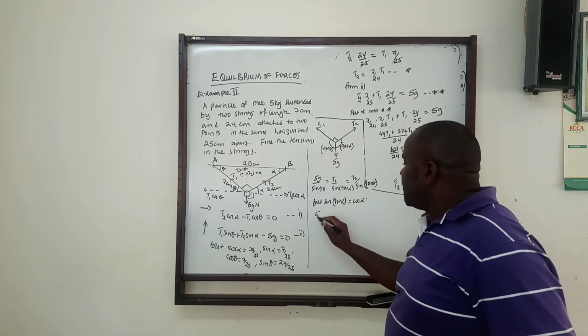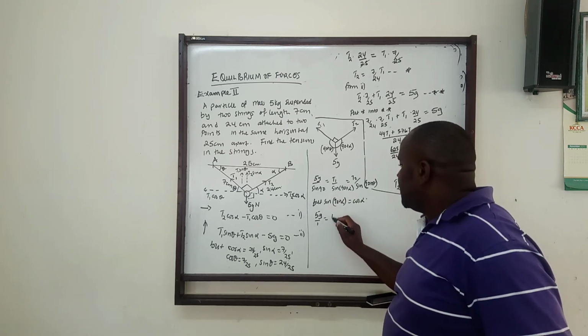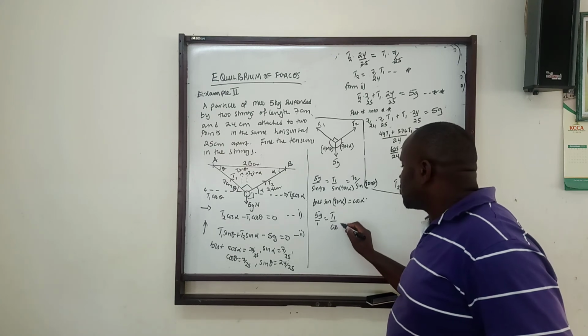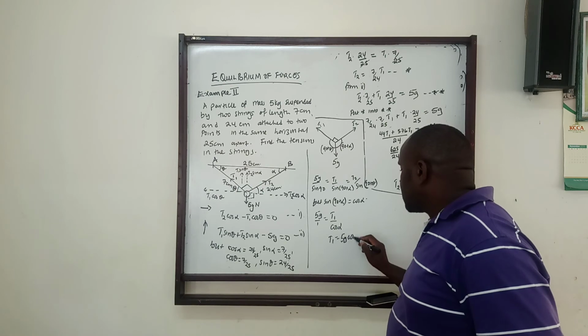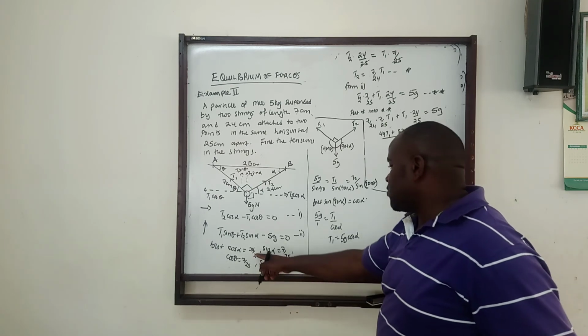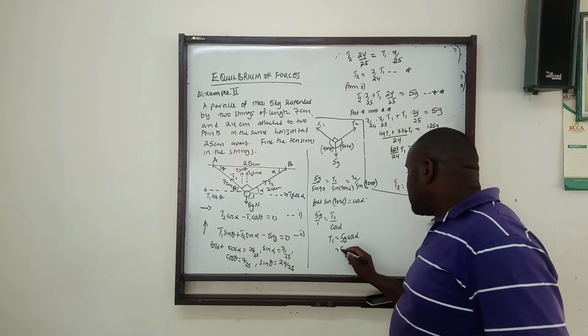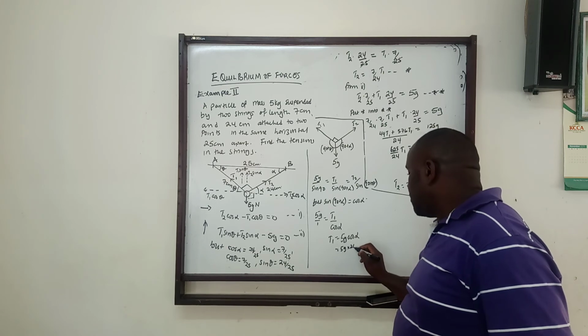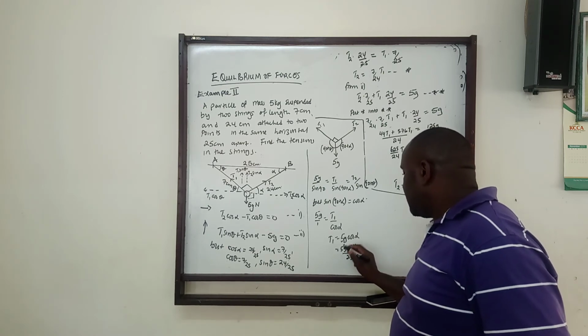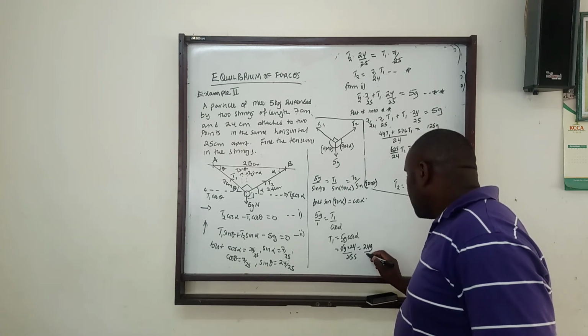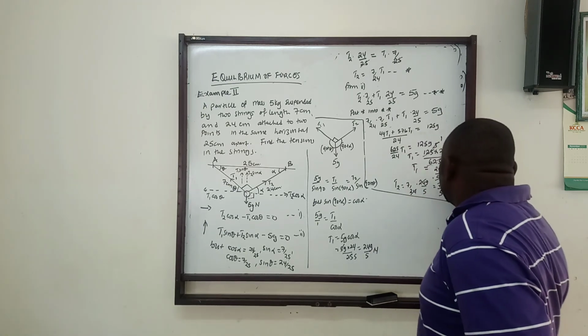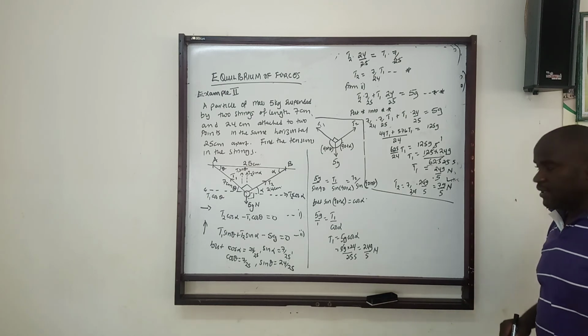So I'll have 5g over 1 is equal to T1 over cos of alpha. T1 is equal to 5g cos alpha. Cos alpha is 24 over 25, which is 5g times 24 out of 25 by 5, and the answer will be 24g out of 5 newtons, which is the same answer.